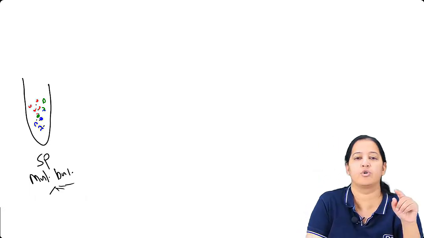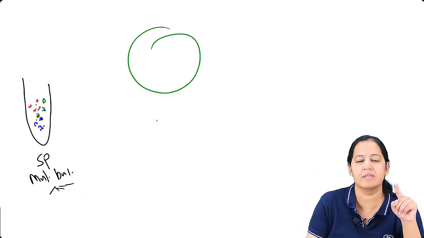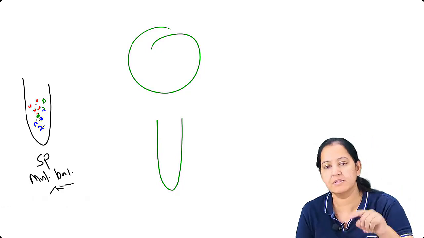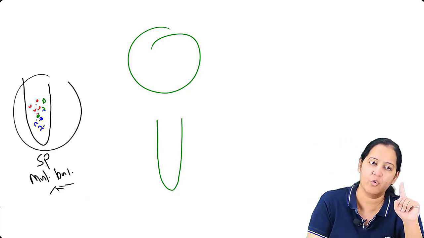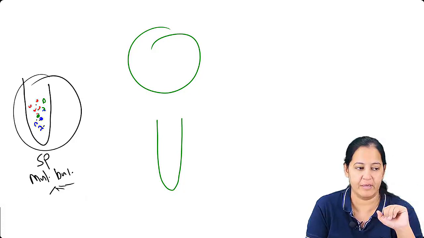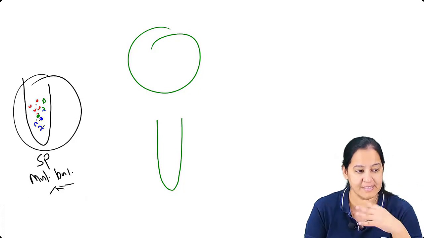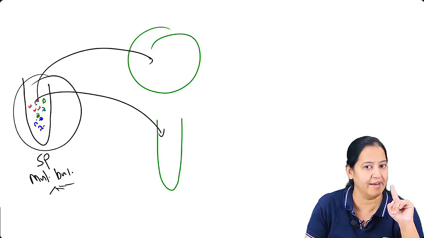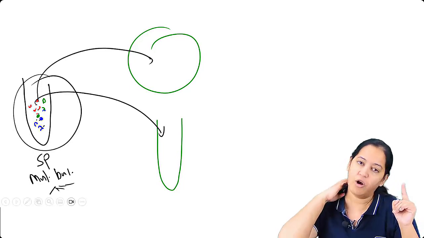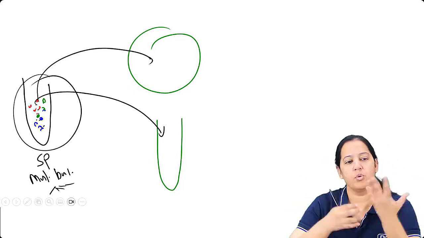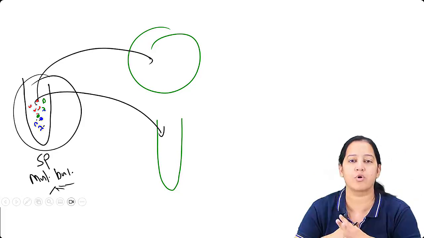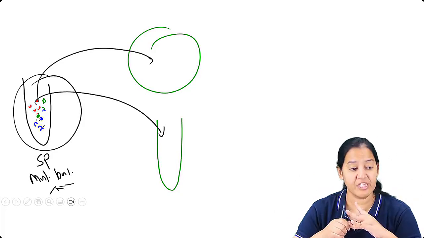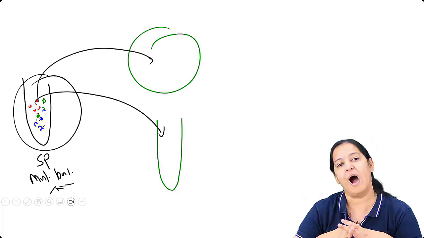Now I want to grow. This is my solid media. This is my liquid media. I want to grow one of the bacteria, not all. Is it possible? I want to grow only red, not blue, not green. You'll say, ma'am, how is it possible? If you inoculate here or here, they all will get the nutrition, so they all will grow. Why would only one grow and others not? How is it possible? You are getting my point.